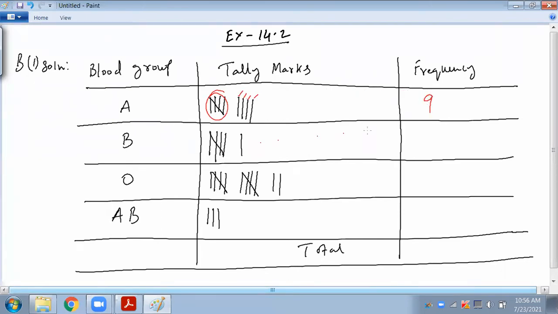We have 5 plus 1, 6. Again, for the next one also 5, 10. This is 5, this is 10, 11, 12. Okay, for next one, 1, 2, 3.